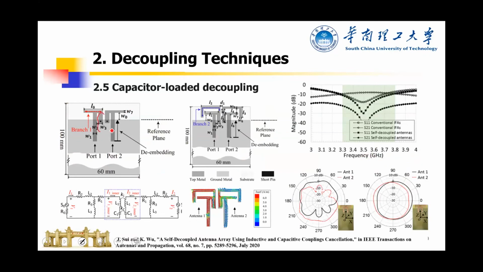Also, this is similar work from here. They use a short stub line to get the capacitive performance.